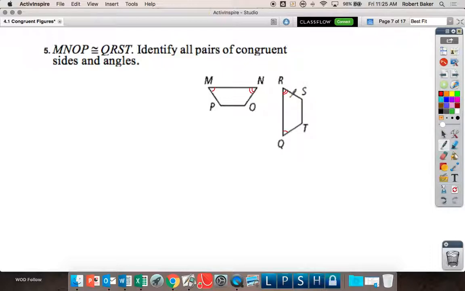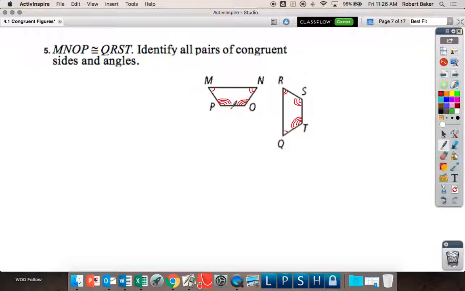Angle O corresponds to angle S, and angle P corresponds to angle T. Hard to draw. I think this is fun, right? This is the fun part of geometry, just drawing some stuff on there. So now we have to go through and mark our sides.